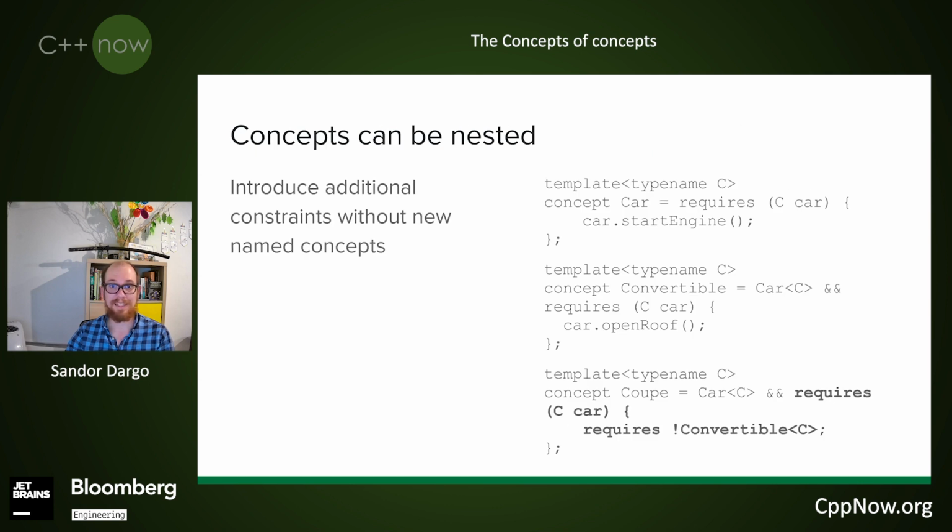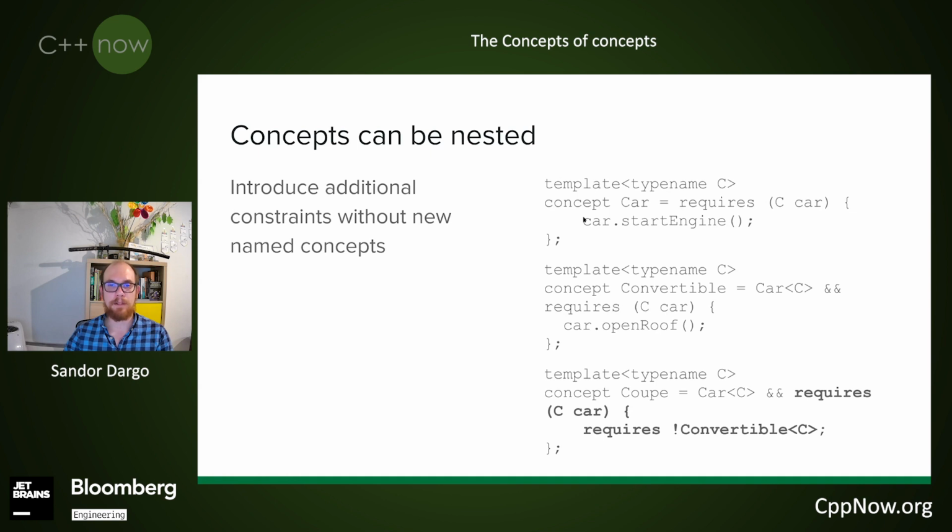Concepts can also be nested. You can introduce some additional constraints without creating new named concepts. You are going to see in the next couple of slides that often there's a better solution than that. Often there is a better solution than nesting requirements into each other. If you think about different loops, often there is a better way than nesting loops. But there are some cases when you need this, so it's important to know that it's possible.